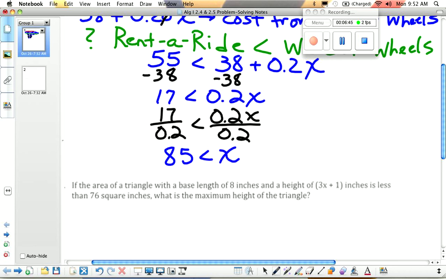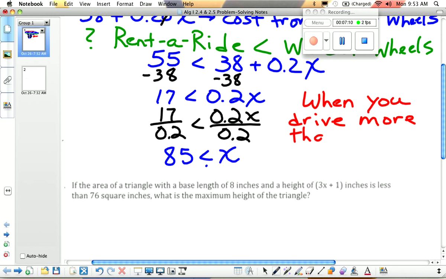Okay, so we would say what? 85 miles. Well, what does this really say? Not 85 miles. 86 and above. Yeah, so when it's greater than, let's go over here and write a sentence for this. When you drive more than 85 miles, and by the way, you can put on 85 and 1/10 of a mile. It doesn't have to be exactly 86 miles.